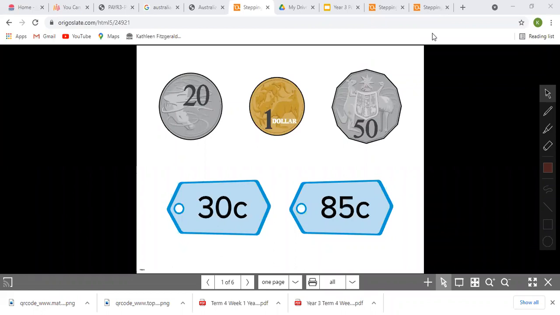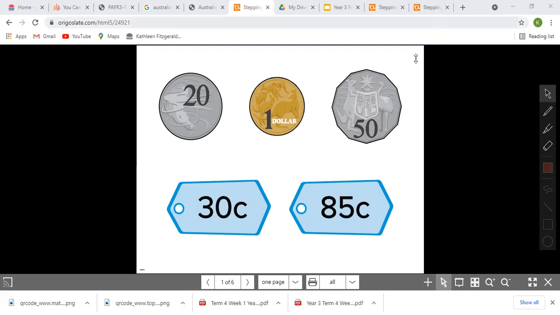Hi, Year 3. Back to our money again, and today we're going to be learning about how to calculate the amount of change you get back. Now, change is the difference between what the item you are buying cost and what you hand over in money. If you give them more money than you needed, then the person that you gave the money to gives you change. So that's the subtraction amount from the amount of money you gave them to what the cost of it actually was.